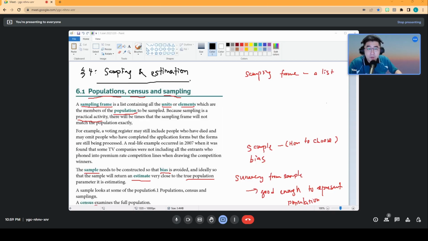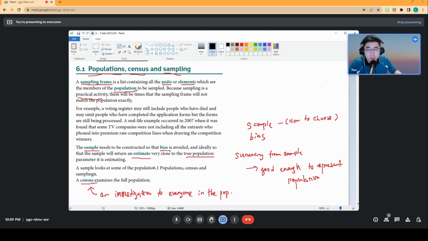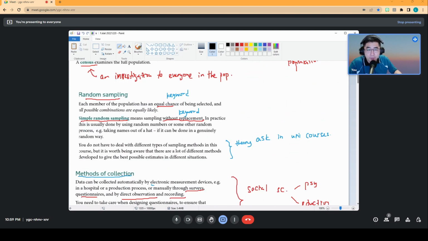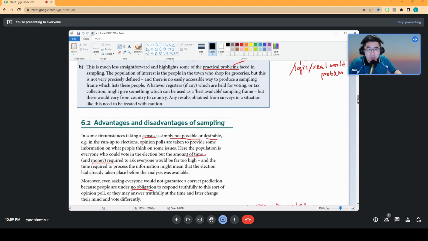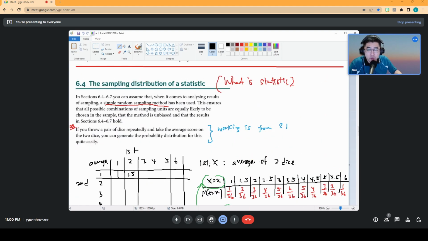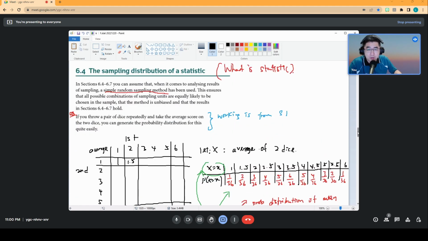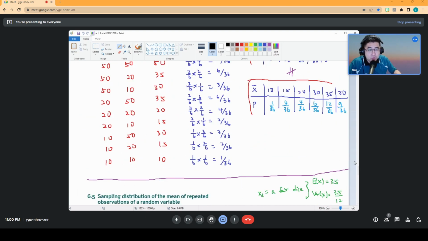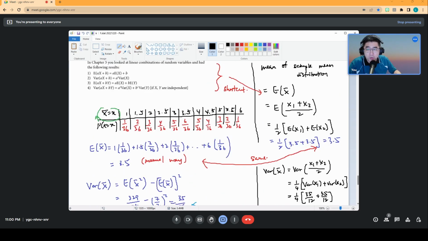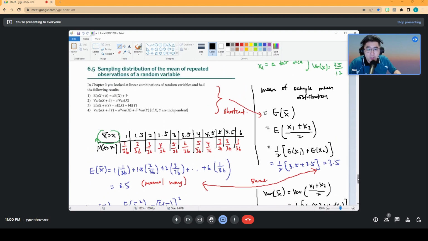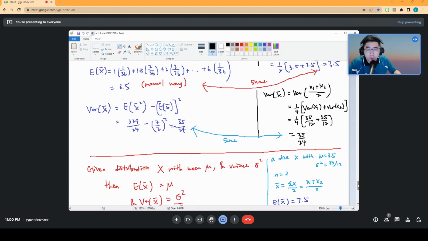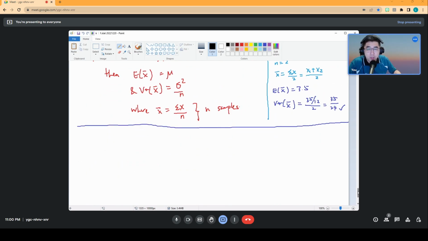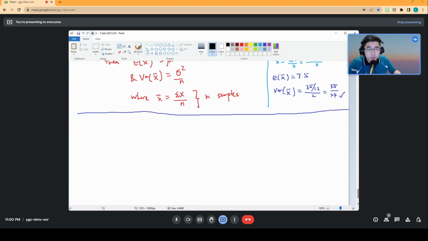Recording. Okay. Previously, we already did up to the sampling, and we discussed sampling distribution of a statistic, the sampling distribution of the mean. Now we learn that it has something to do with chapter 2, linear combinations of distributions.